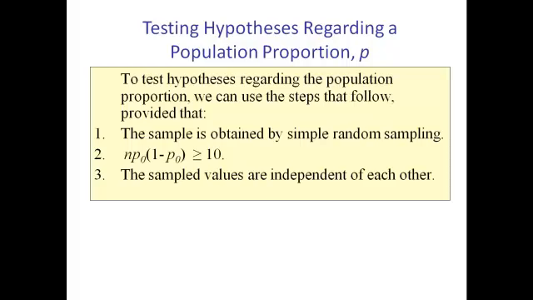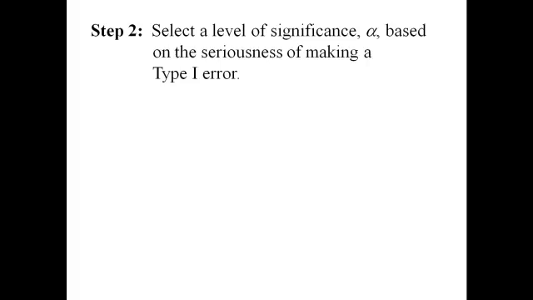And then finally, we need our sampled values to be independent of each other. We can check this by requiring that our sample size n is no more than 5% of the size of the population we're sampling from. As before, in step 2, we select the level of significance.